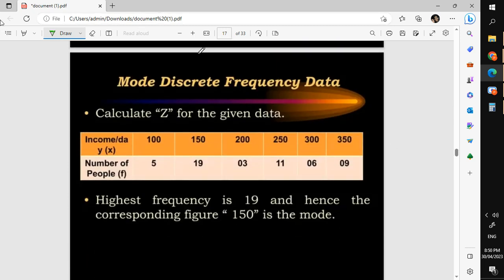Okay, let's have here the mode for discrete frequency data. Calculate for the mode. In this example, we have the income for the first row, the number of people or the frequency on the second row. So the highest frequency is 19. Kung ingani gani, kung frequency ang given, ay nyo lang i-identify kung asay pinakadako na frequency. In this case, the highest frequency is 19, corresponds to 150. So it means lang na 19 people has an income of 150 pesos per day. So kani ang pinakahamok na bilang. Therefore, 150 is the mode.